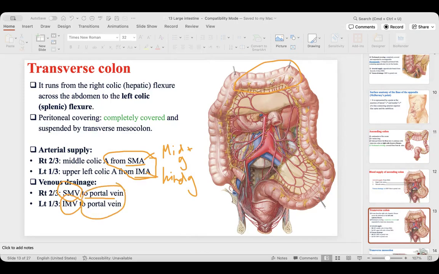What is the peritoneal covering of the transverse colon? It is completely covered, and this yellow color is named the transverse mesocolon. So the transverse colon is completely covered, and the name of the peritoneal covering is the transverse mesocolon, and it has a double supply, SMA and IMA.